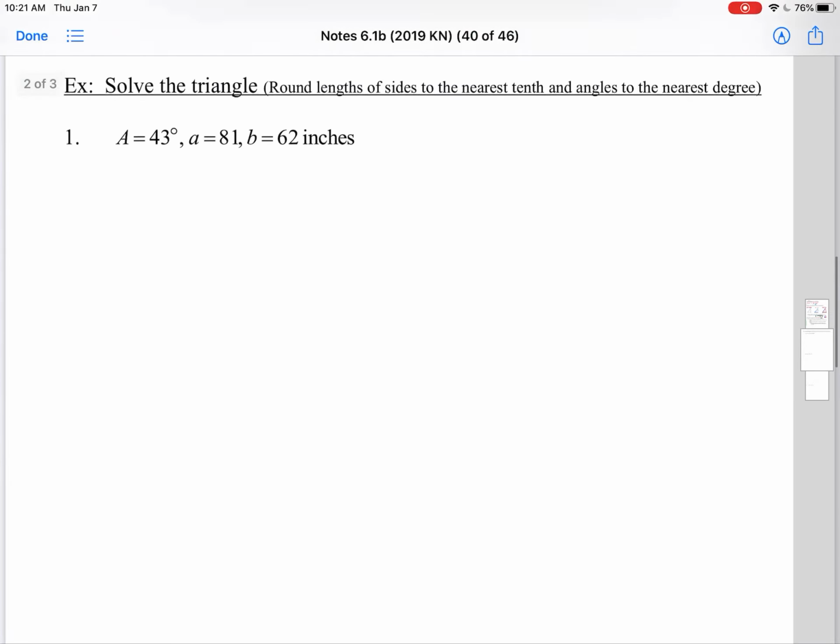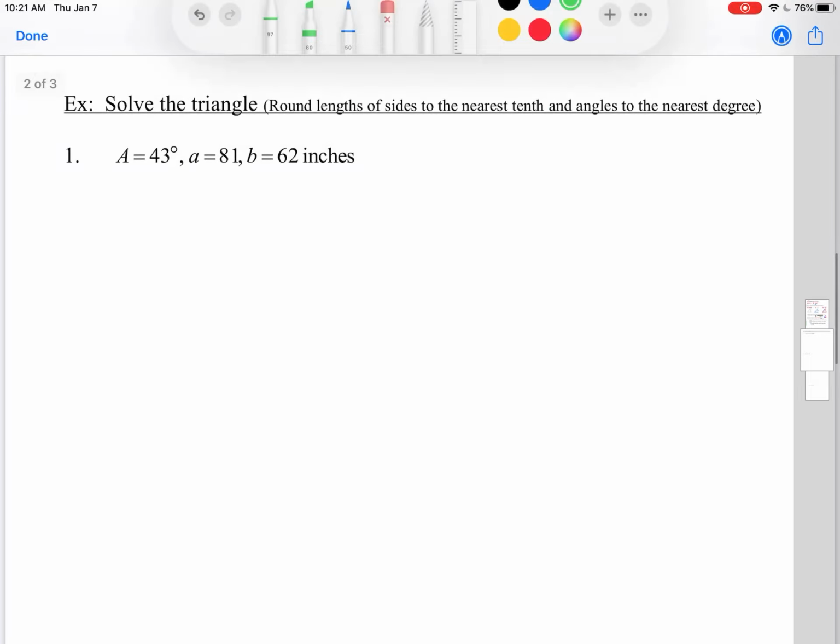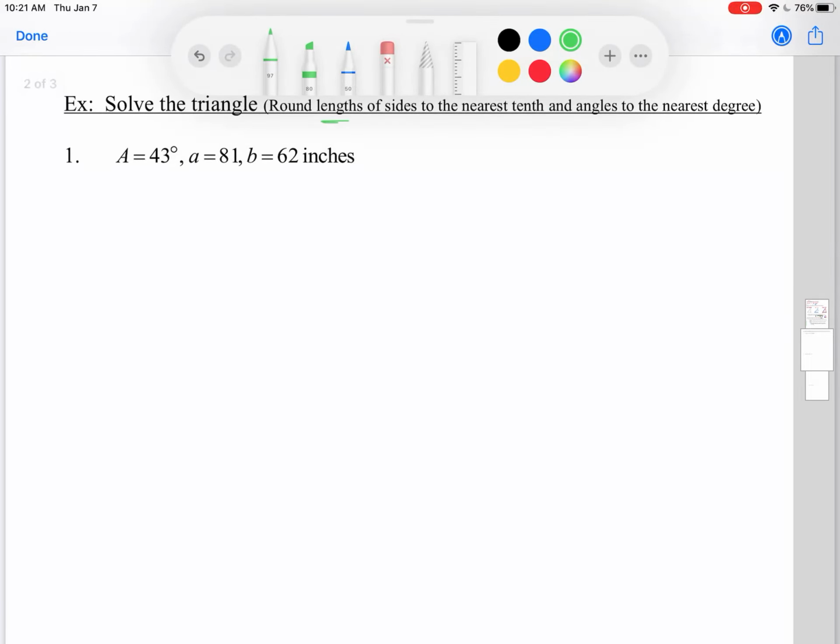All right. So let's start with example 1. Again, we're going to stay consistent throughout this chapter. So whenever we're talking about lengths, we want it to the nearest tenth. Angles, we want to the nearest degree. So keep that in mind. It's going to stay consistent throughout this chapter. So if you ever question that, it will be the same throughout.